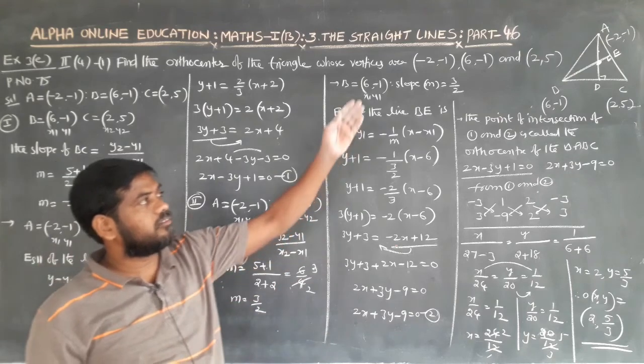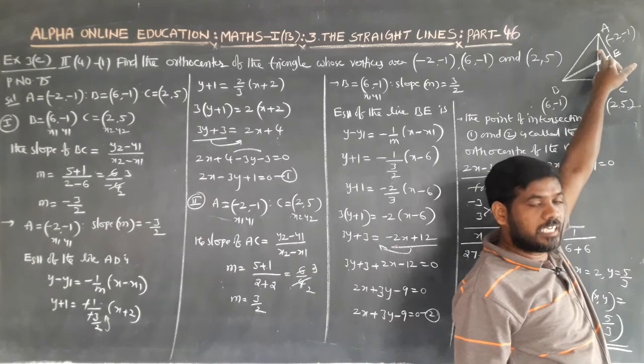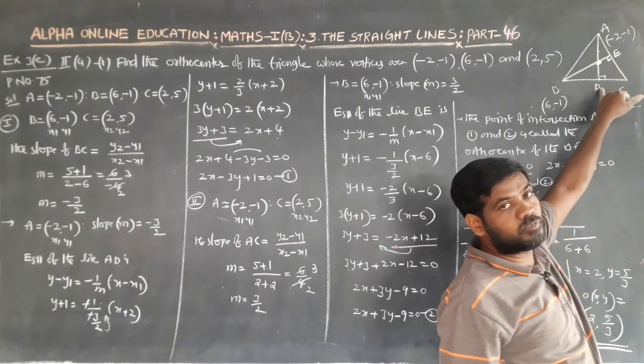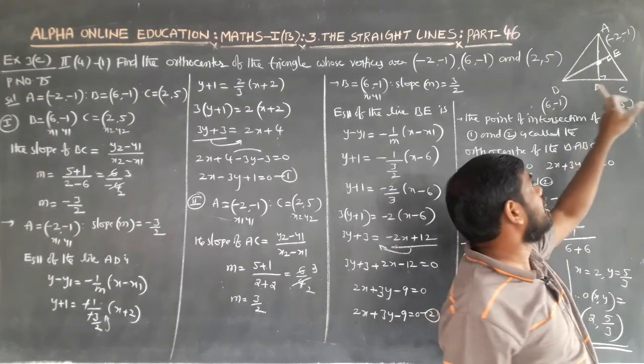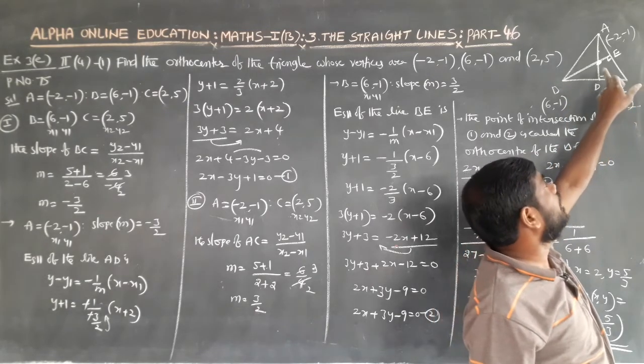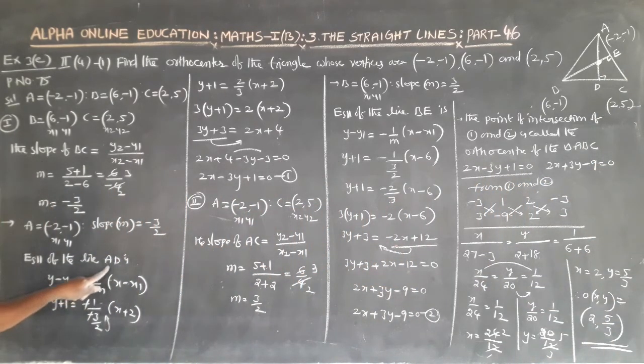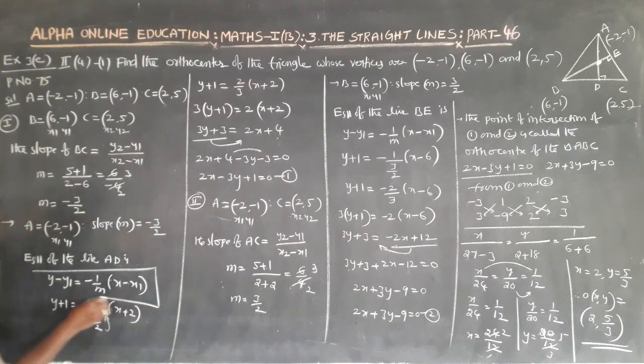First of all, find the equation of AD. AD is a line passing through point A (x1, y1). Find the slope of AD. First find the slope of BC. If the slope of BC is m, the slope of line AD is minus 1 by m. The equation of AD passing through the point A (x1, y1) having slope minus 1 by m is y minus y1 is equal to minus 1 by m into x minus x1.